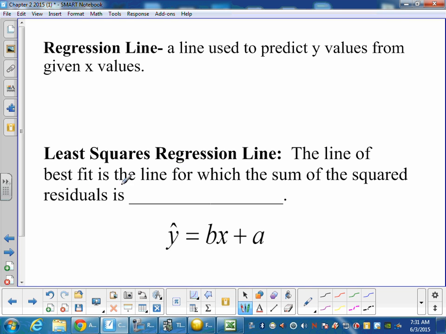The line of best fit is the line for which the sum of the squares of the residuals is the lowest. So here's our equation. We write y hat. We put a little hat on our y, meaning that we're predicting our y based on our x values. And whenever we do this, we want to make sure we clearly label our variables. So say what x means and say what y means. And I'll explain that in a bit.